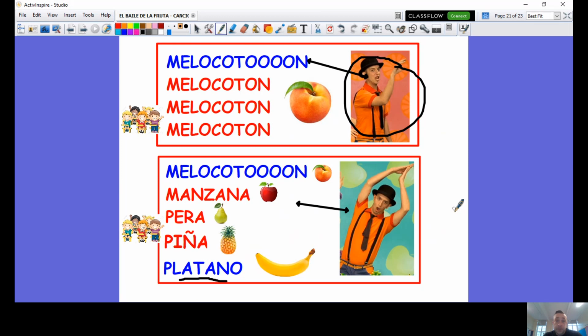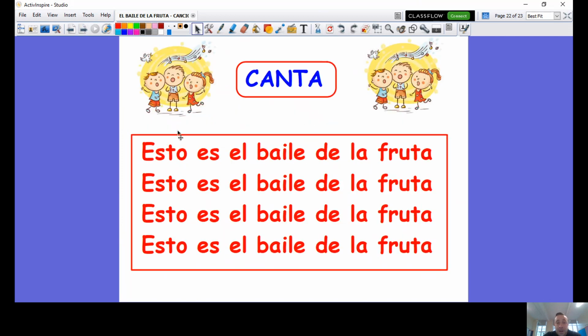We listen to him, we repeat, and then we go into the music again. Here we go. Melocotón, manzana, pera, piña, plátano. And then we repeat all five fruits. Let's do that. Melocotón, manzana, pera, piña, plátano. Muy bien. And then you're obviously going to hear da da da da da da da. And the last time you sing.